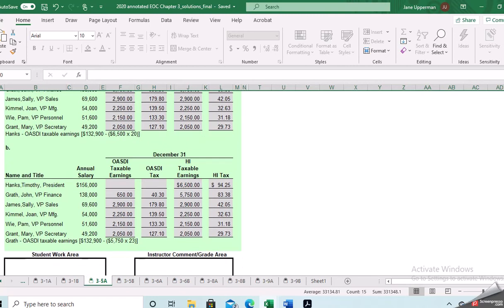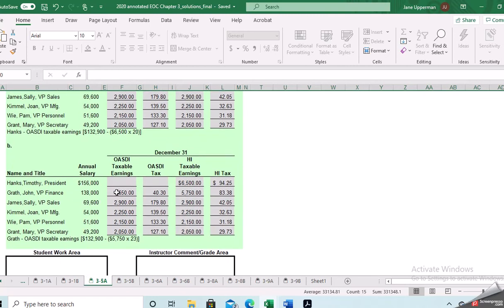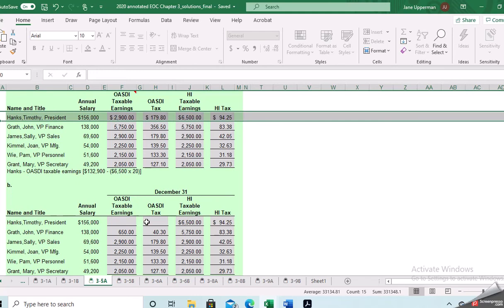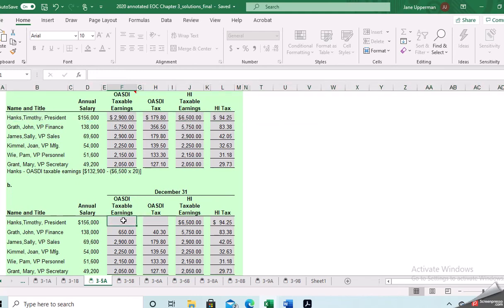$132,900. Then if we jump down to December, let's just have them both so we can see them, you can see that this guy no longer pays anything in Social Security because his last Social Security check was November 15th. So then November 30th, December 15th, and December 31st, he will not pay any Social Security taxes. He still will pay into Medicare, so that part's the same.